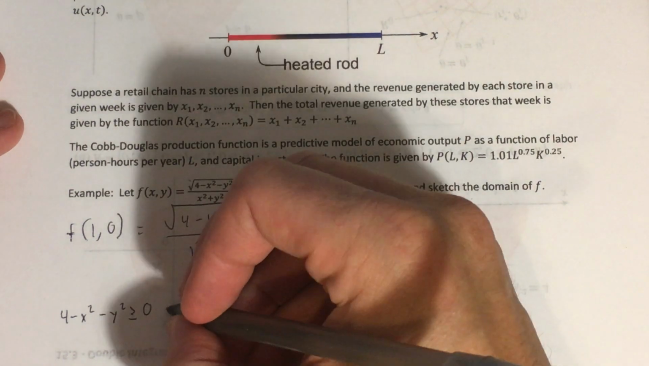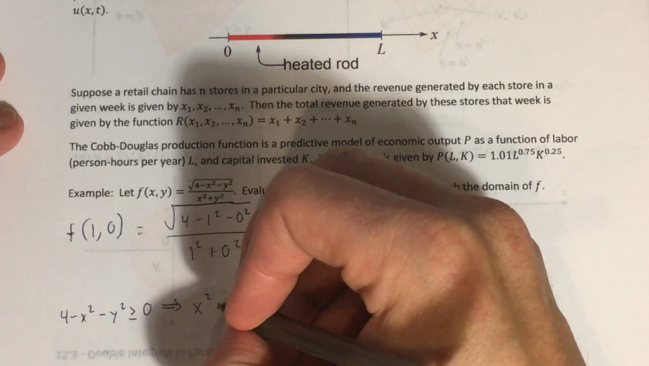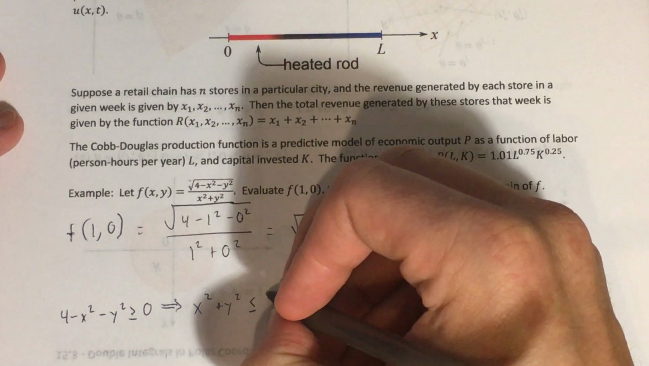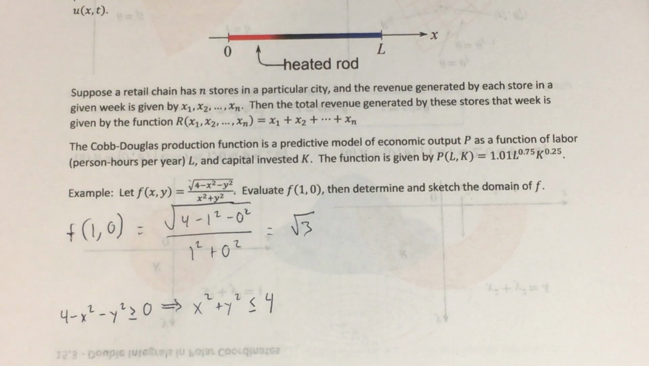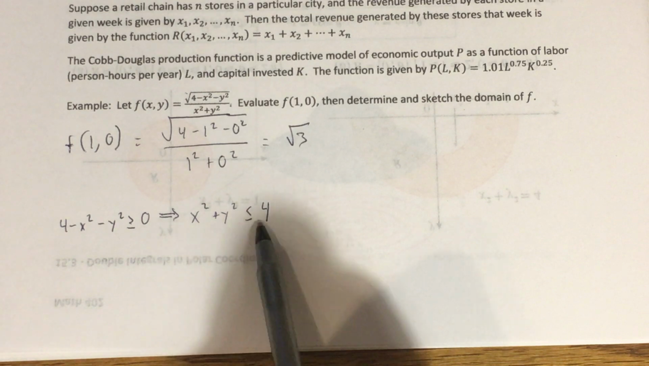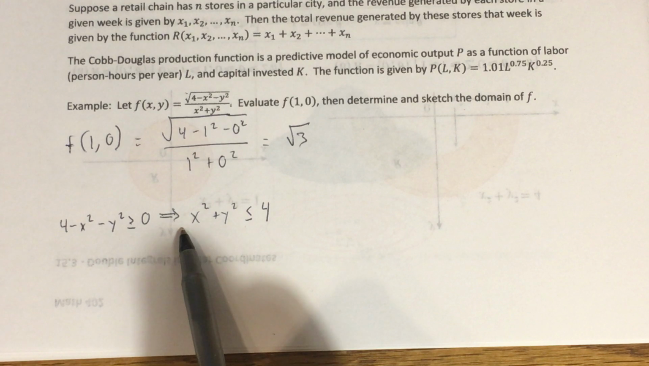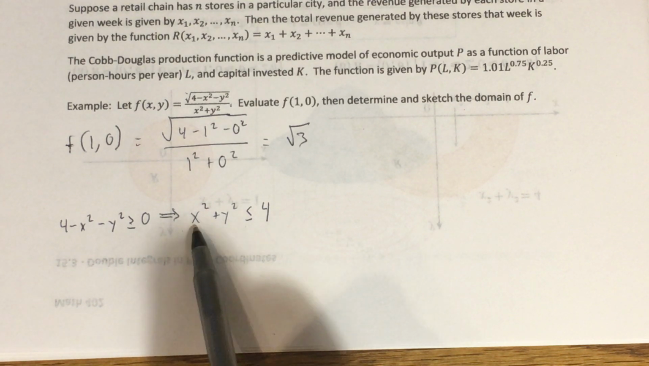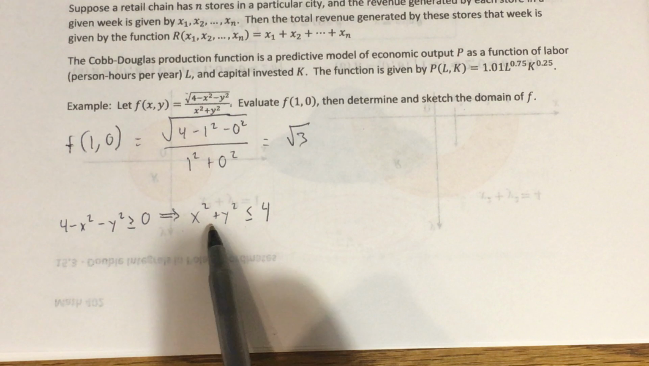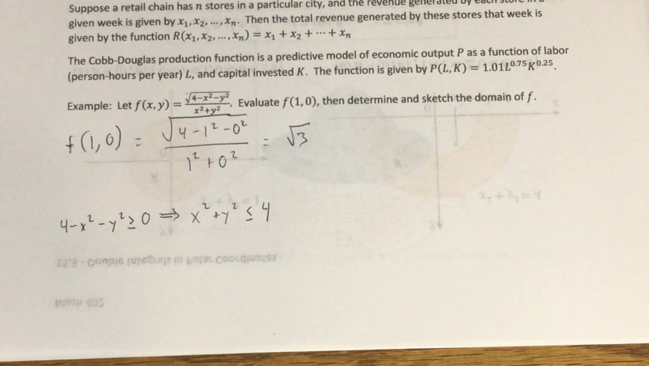Okay? But this is the same thing, if I move some things around, as saying x squared plus y squared is less than or equal to 4. Now that's a restriction on x and y, but if we think about what that looks like graphically, because there are two variables now, this domain can be graphed not on a number line but in the Cartesian plane. This would look like a disk centered at the origin of radius 2. So we're asked to sketch the domain. We're going to keep that in mind.